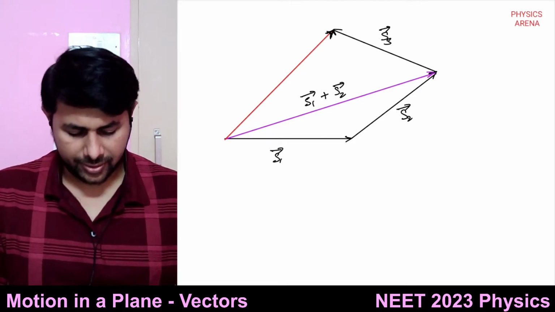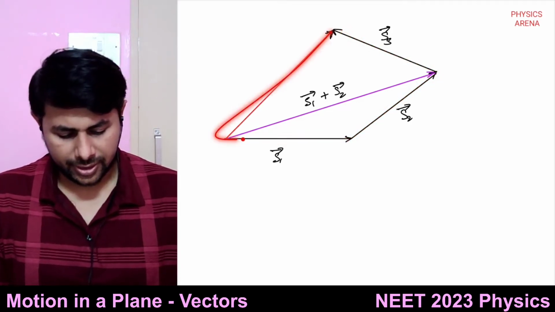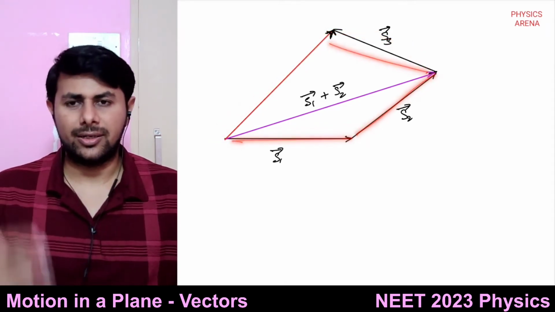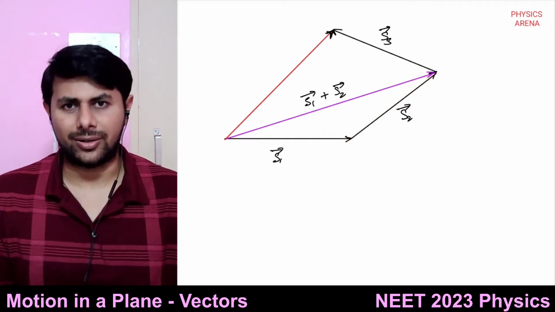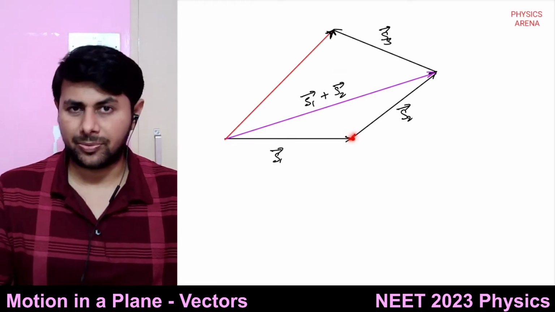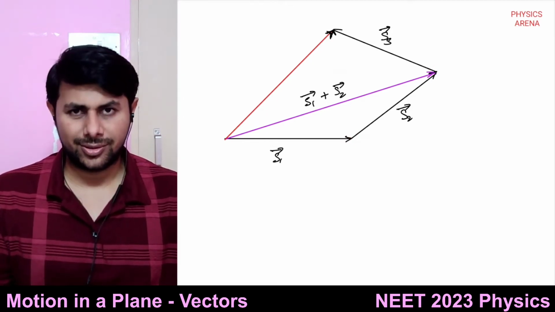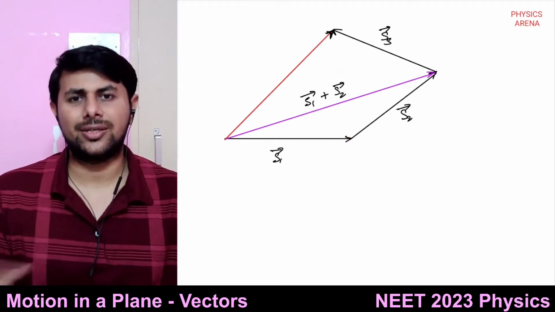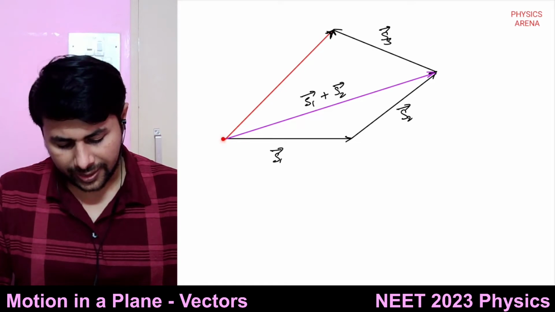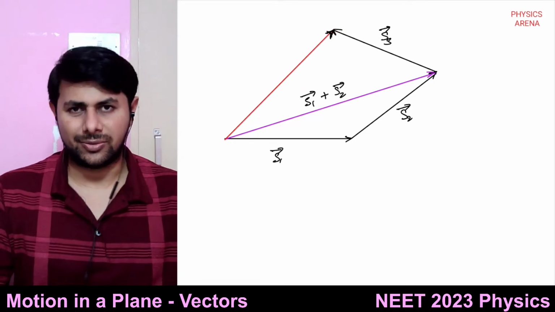So what I have done now is represent these three vectors by three sides of this quadrilateral, taken in an order. Taken in an order means the second vector will start at the end point of the first vector, the third vector will start at the end point of the second vector, and so on. Then what is their resultant? The resultant is represented by the remaining side of the quadrilateral, and it starts at the start point of the first vector and ends at the end point of the last vector.